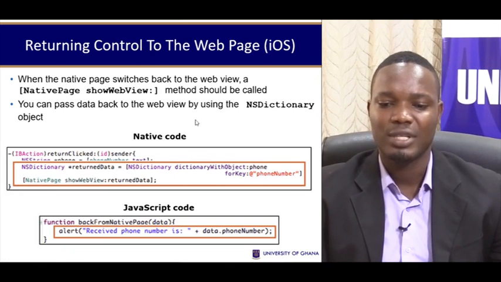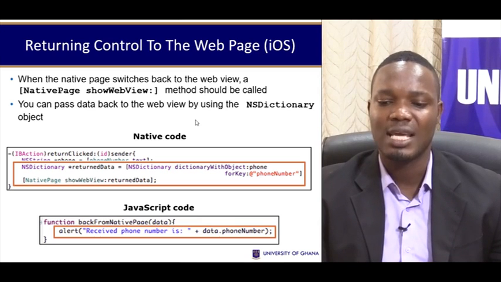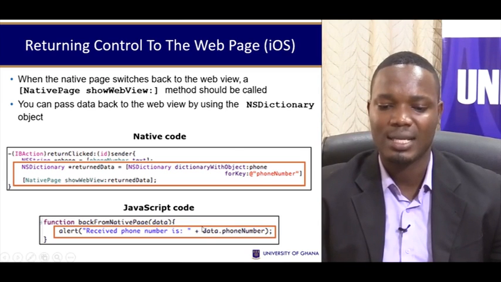Then to return control, when the native page switches back to the web view, a nativePage showWebView method should be called. So when you want to return back, you need to call the showWebView method. Now you can pass data back to the web view by using the NSDictionary object. So passing data back to the web page, you need to use NSDictionary objects. And this shows how that can be done.